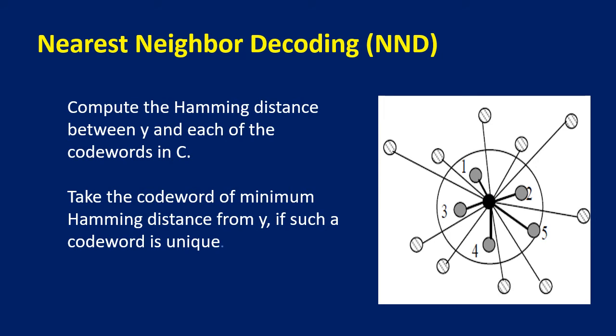So in order to do that, we use nearest neighbor decoding. So what we do, first step, compute the Hamming distance between the received message Y and each of the code words in our code C. And then we take the code word of minimum Hamming distance from Y. So meaning to say the nearest, okay, the nearest neighbor. So that's why it's called nearest neighbor decoding.